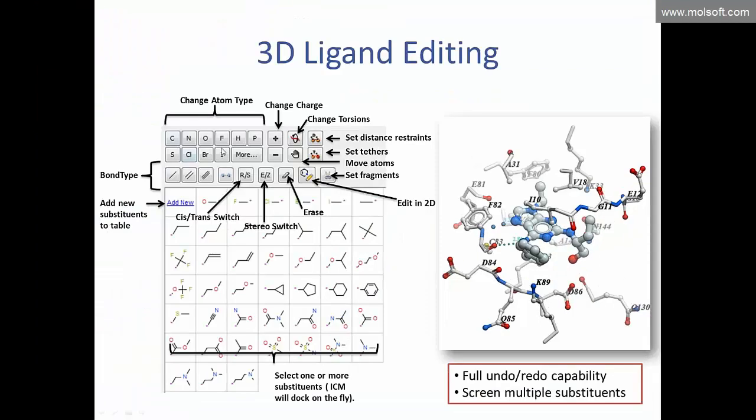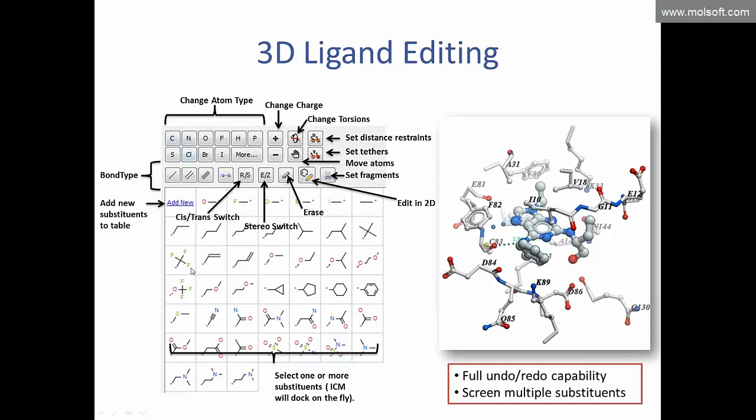So now you have your crystal structure. You may want to try and improve the interactions or make some modifications. So one way of doing that is in 3D, and you get this panel. I'll show you in a minute. So you just click here on the atom, and then click on the atom you want to change, and it will automatically change it. You can rotate torsion angles of the ligand using this button.